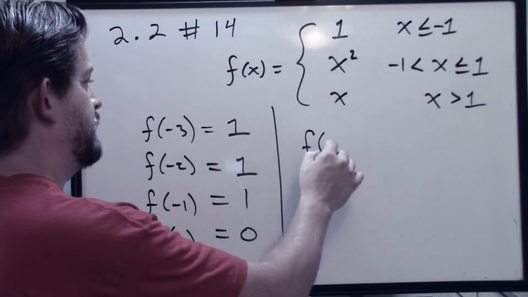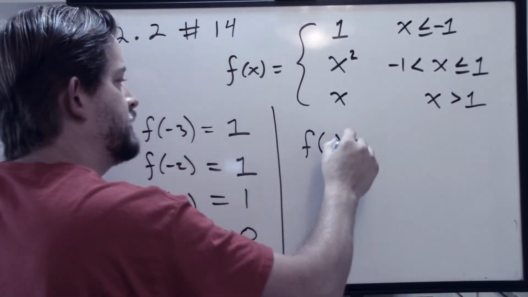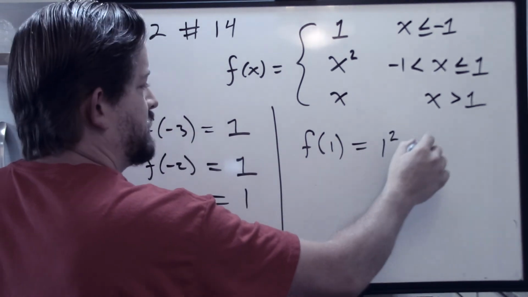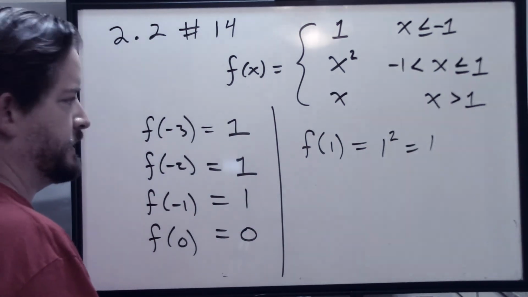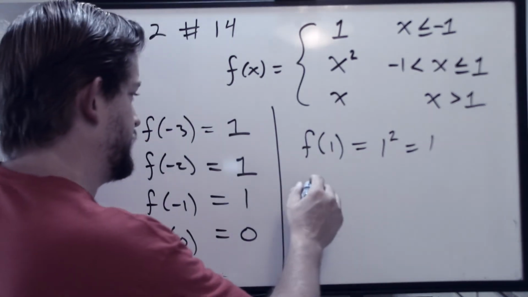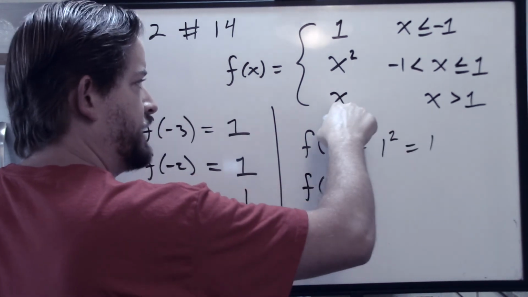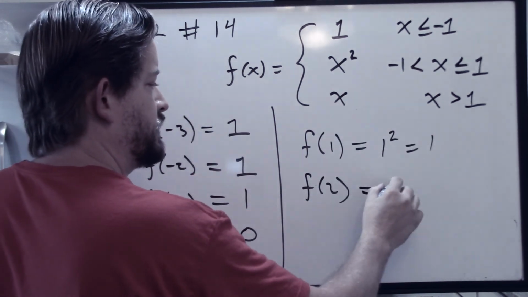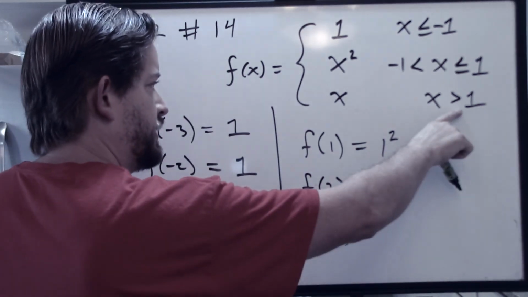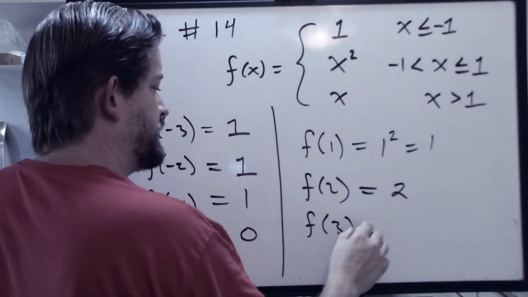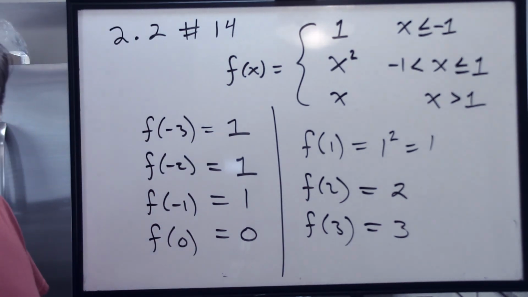F of 1 also fits this criteria, so it goes into this function, 1 squared, that's just 1. I said I wouldn't do all of them, but here we go, there's only 2 left. F of 2 now fits this criteria, so it's just x itself, and so it's 2. And f of 3 is also fitting this criteria, so it's just x itself, which was 3 at that point. So I lied, I did all of them, there they are.